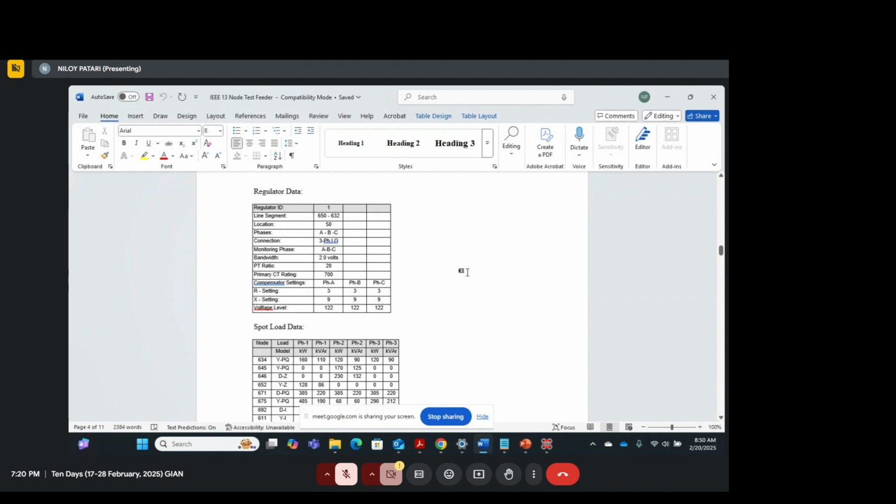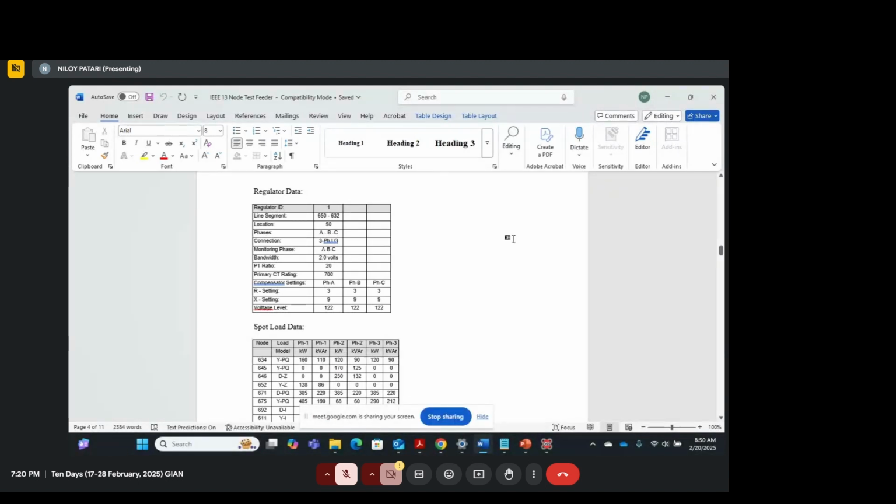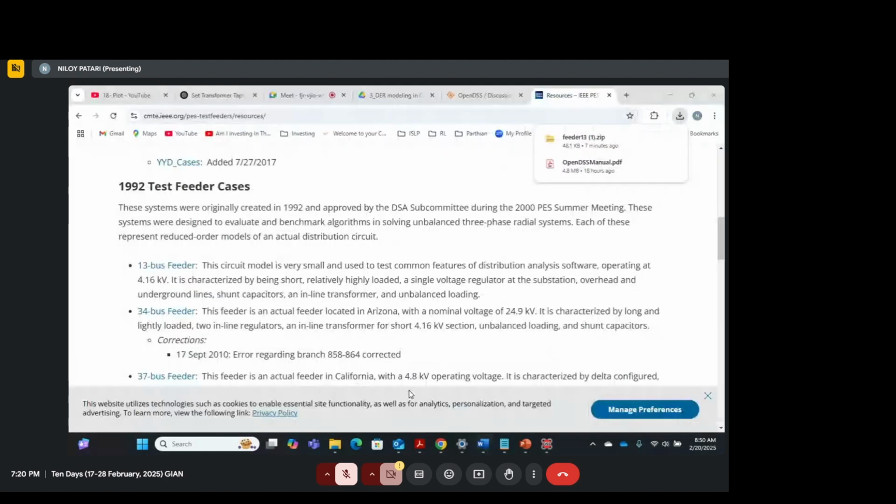Now, for distribution systems, I would like to recommend this book by Kersting on distribution system modeling and analysis. If you follow that book, you'll probably understand distribution systems pretty well, and it's a very well written book. Let me find that.